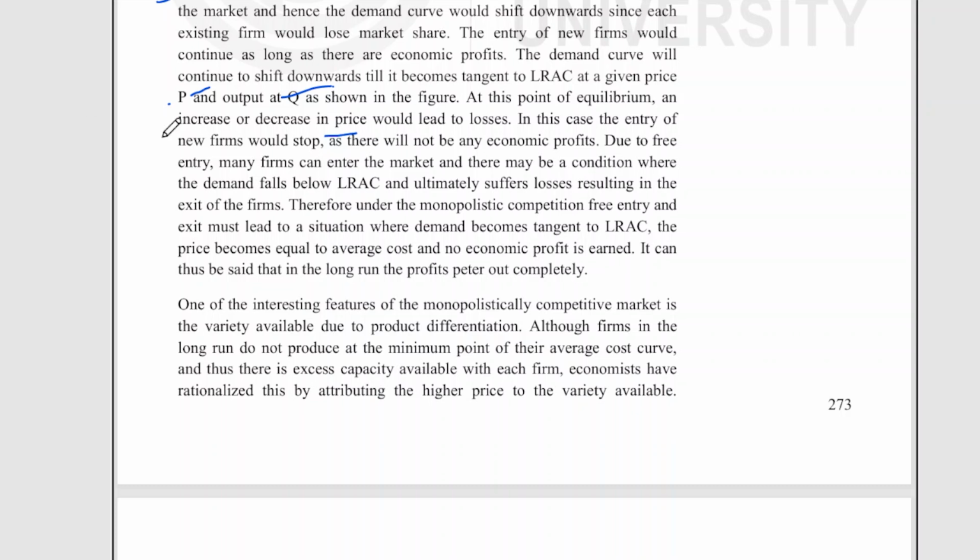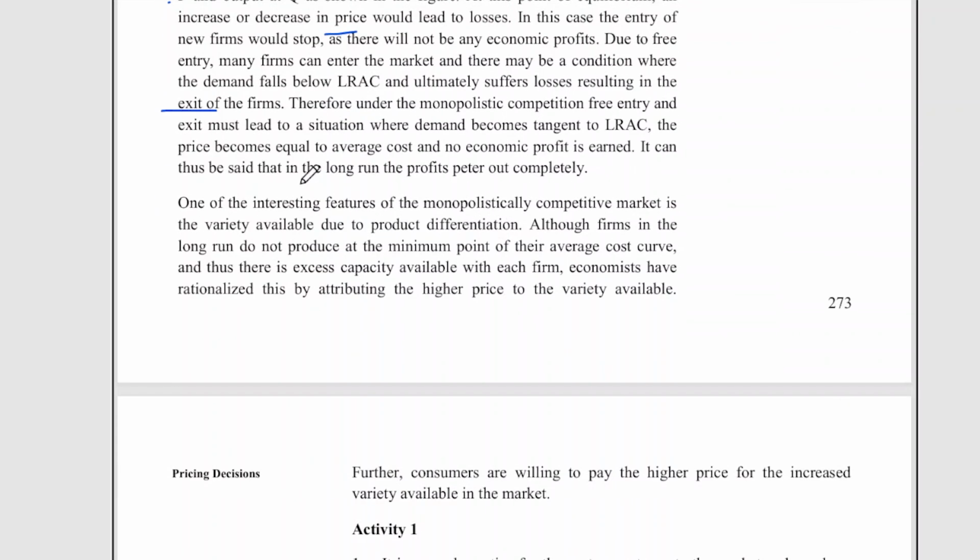Due to free entry, many firms can enter the market, and there may be a condition where the demand falls below LRAC and the firms ultimately suffer losses, resulting in exit of the firms. So therefore, under monopolistic competition, free entry and exit must lead to a situation where demand becomes tangent to LRAC, the price becomes equal to average cost, and no economic profit is earned. It can thus be said that in the long run the profits peter out completely.